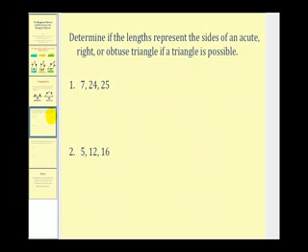We want to determine if the lengths represent the sides of an acute, right, or obtuse triangle if a triangle is possible. Let's start off by labeling the longest side c. The two shorter sides would be a and b. Notice that 7 plus 24 is greater than 25, so we can form a triangle. So now we'll go ahead and determine what's the relationship between c squared and a squared plus b squared. This will tell us whether it's an acute, right, or obtuse triangle.